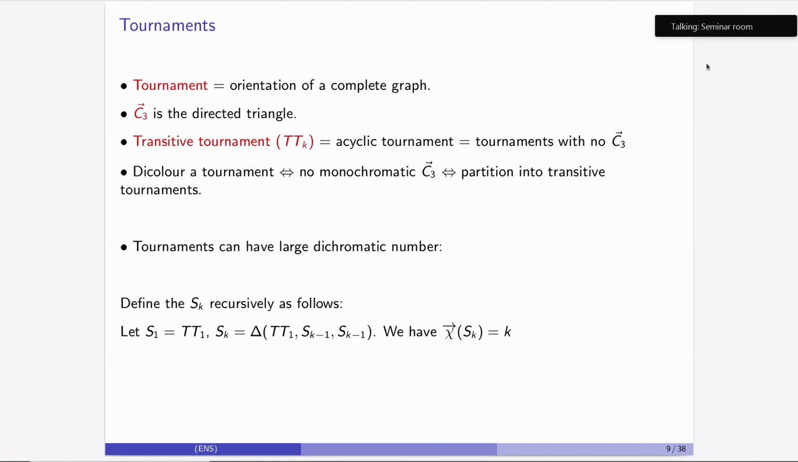Tournaments, I will speak a lot about C3. C3 is the directed triangle. So it's easy to see that if you want to dicolor a tournament, the color class needs to be acyclic, and for a tournament, being acyclic is exactly being C3-free, which is exactly being a transitive tournament. So the transitive tournament TT_k is the unique tournament on k vertices that has no C3, and to dicolor a tournament is the same as to color the vertices such that no C3 is monochromatic, or partition it into transitive tournaments.